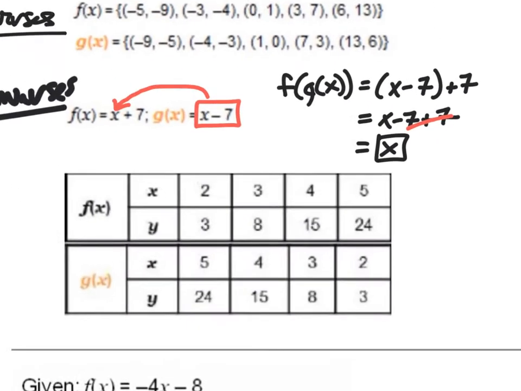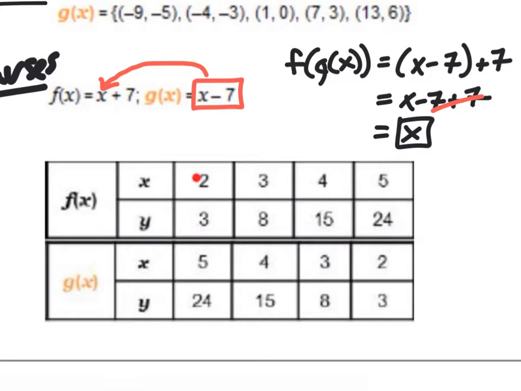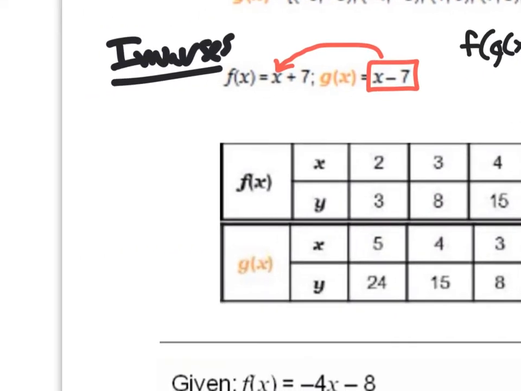Now on the next one, I'm just looking at my points. This is an x value and a y value. If these are inverses of each other, then I should find the reverse on the other one. And I see the point 2, 3, but I don't see the point 3, 2. I see the point 3, 8, but that one doesn't work. On my function here, I have the point 3, 8, but I don't see the point 8, 3. Some of these share the same points, but they should be opposites. So these are not inverses.